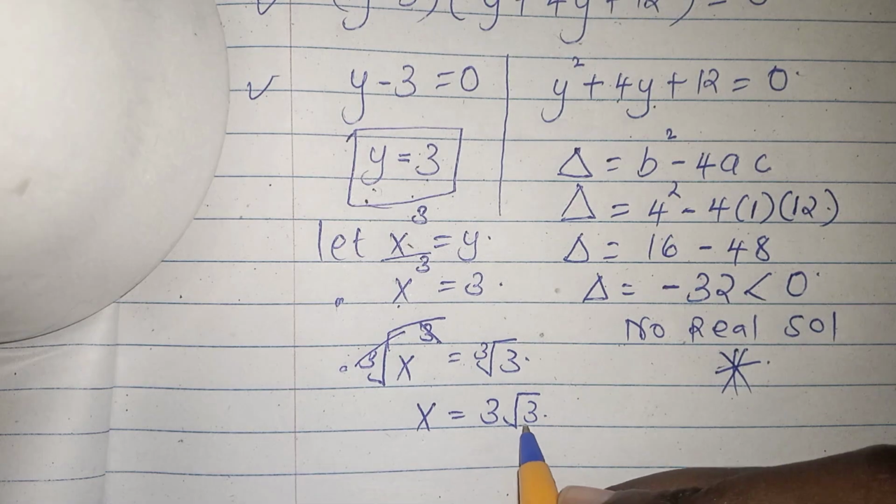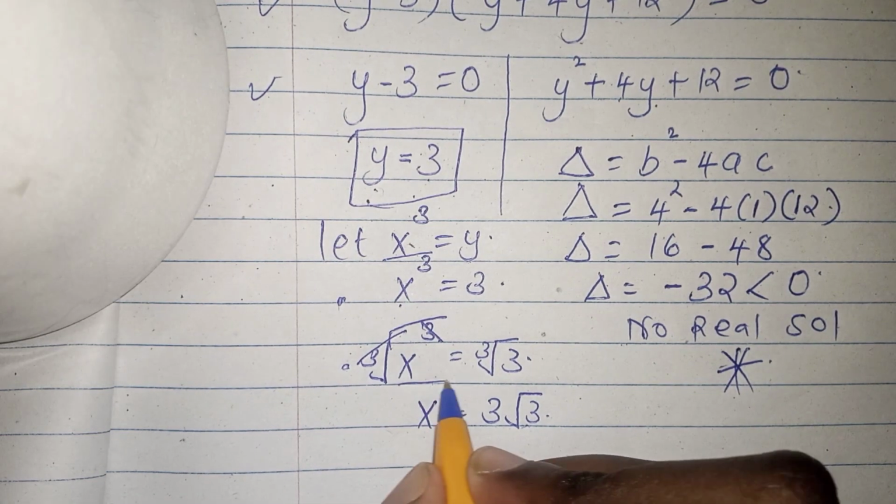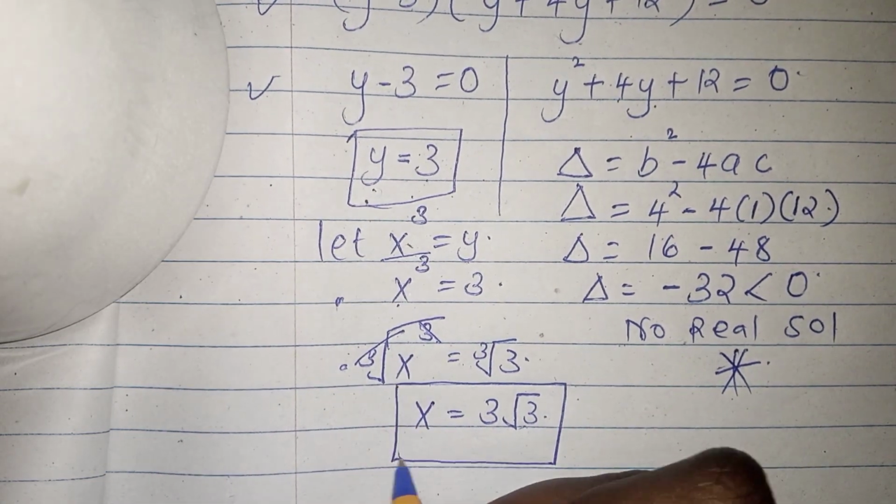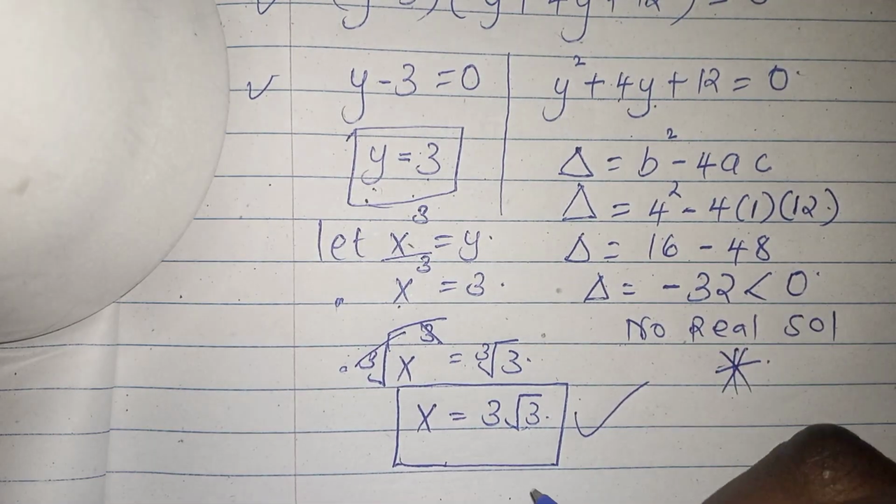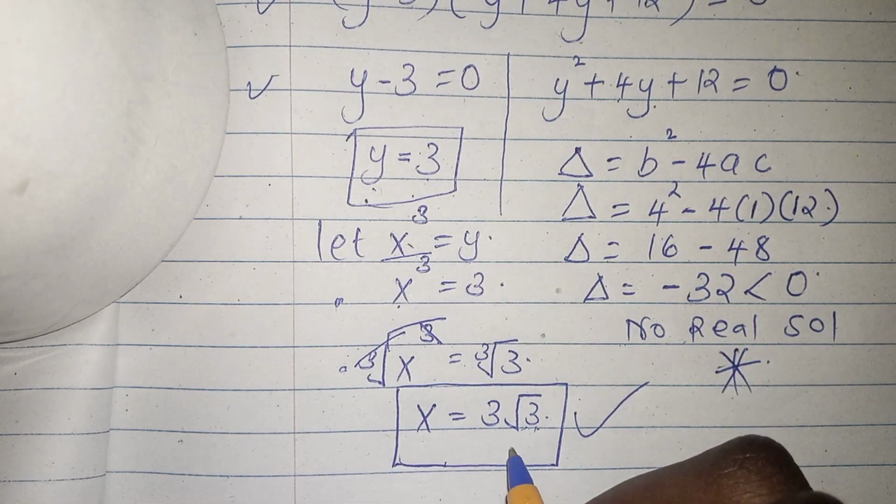So this is our final value of x. So this is our real solution. So x is equal to the cube root of 3.